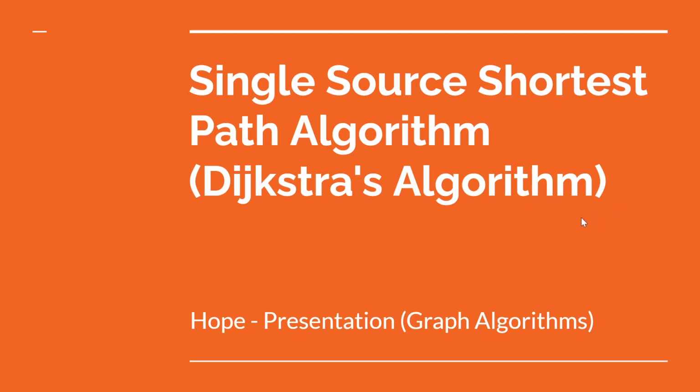So what's Dijkstra's algorithm? What's the single source shortest path algorithm? As the name suggests, the single source shortest path algorithm tries to find the shortest possible path between a given source node and every other node in a directed or undirected graph. The algorithm may vary slightly based on whether the graph is directed or undirected. Otherwise, the algorithm is pretty much the same.